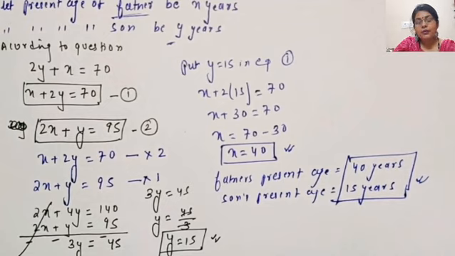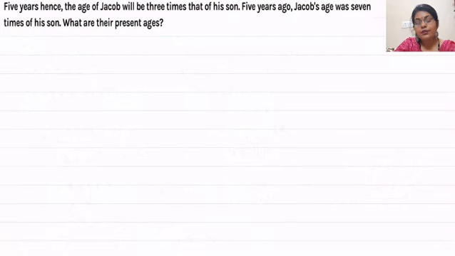Now, let us come to the next question. This is our textbook question. 5 years hence, the age of Jacob will be 3 times that of his son. 5 years ago, Jacob's age was 7 times that of his son. What are their present ages? So here, this question, this hence is written.